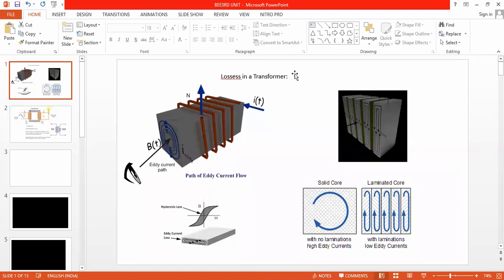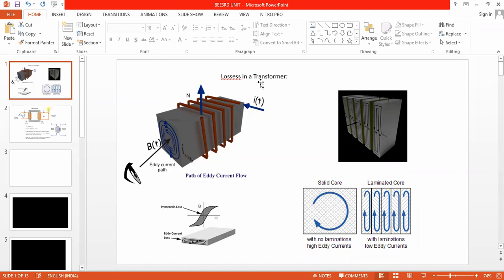So transformer transfers the energy from one circuit to another circuit. So it will transfer 100% of energy? No, it can be 96% or it can be 97%. So because of certain losses present inside a transformer, it cannot operate 100% effectively. So what are the different losses in a transformer we are supposed to study? You will get the question also, explain different losses in a transformer.